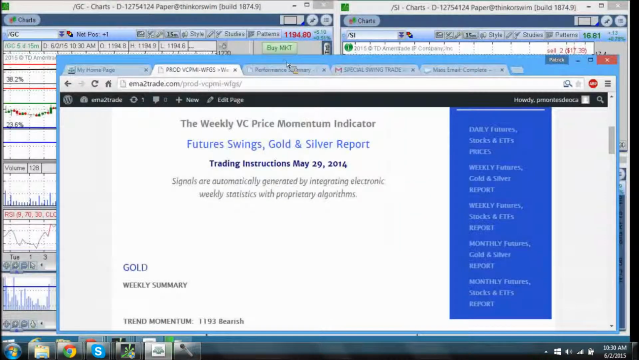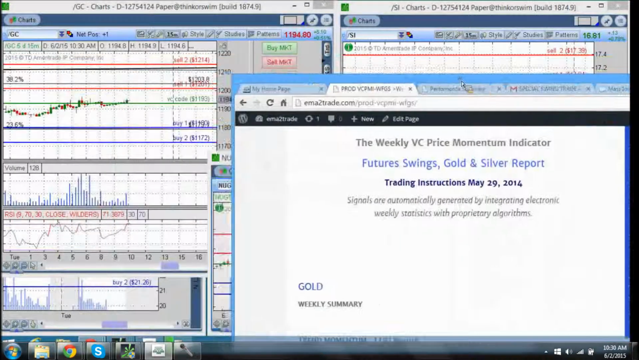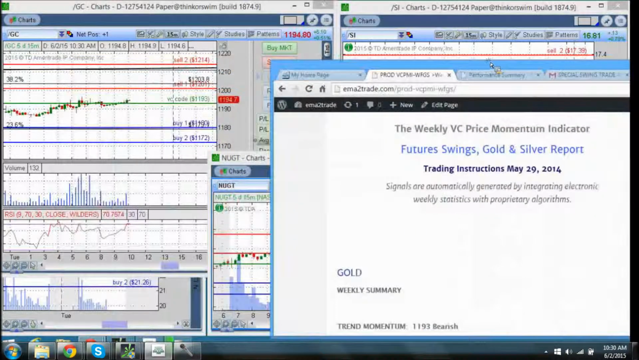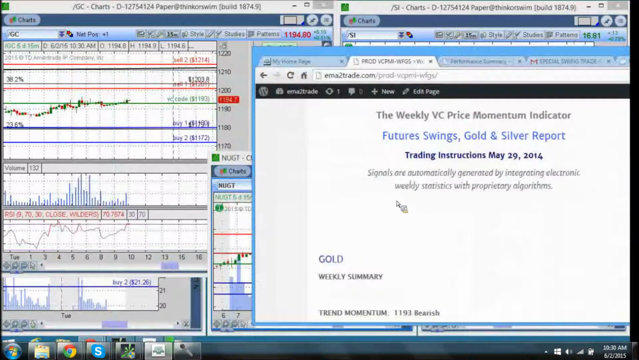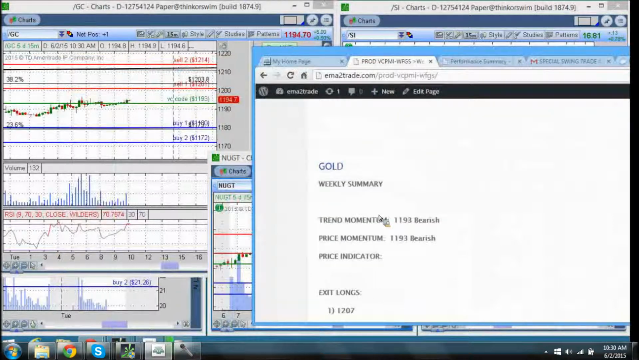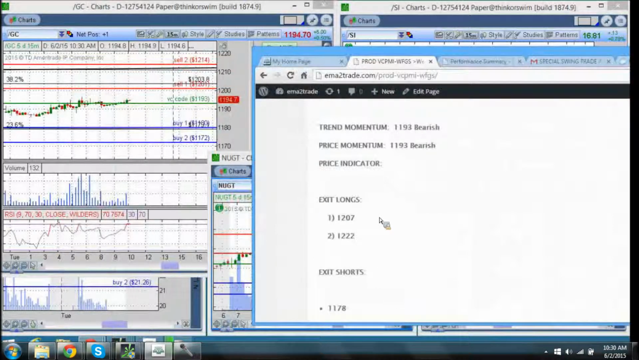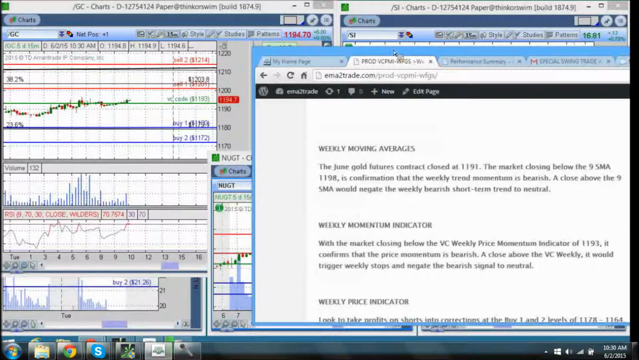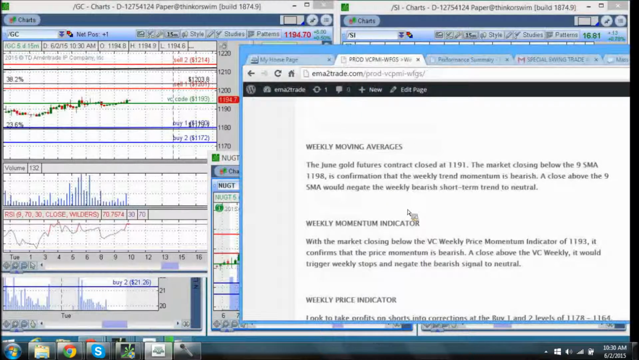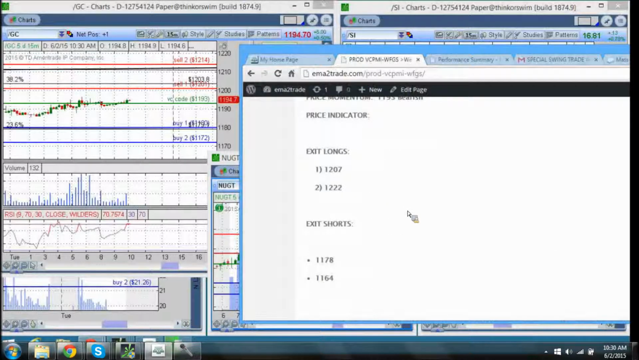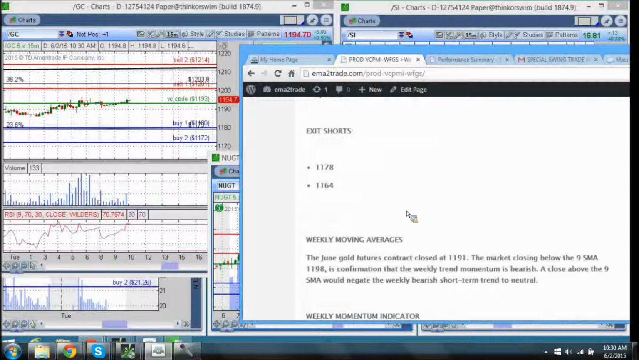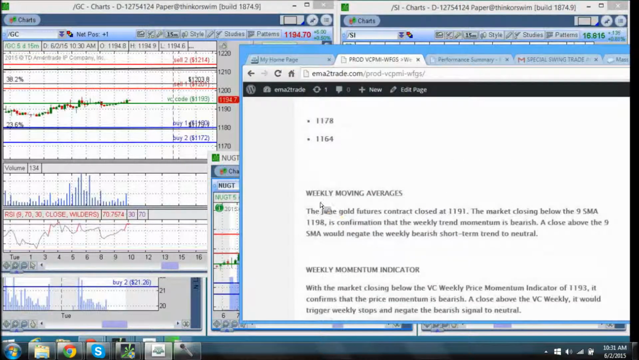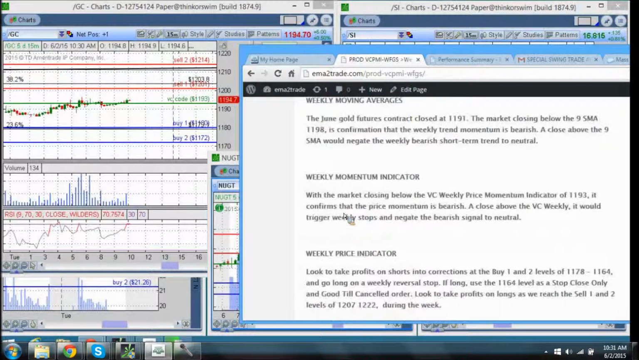Let's take a look at what the algorithms were saying basically as we came into the early part of this week so far. This is the second trading day. So what this algorithm does basically, it gives you the momentum, the trend momentum basically, and let me just share with you out loud so that you can hear the algorithm.